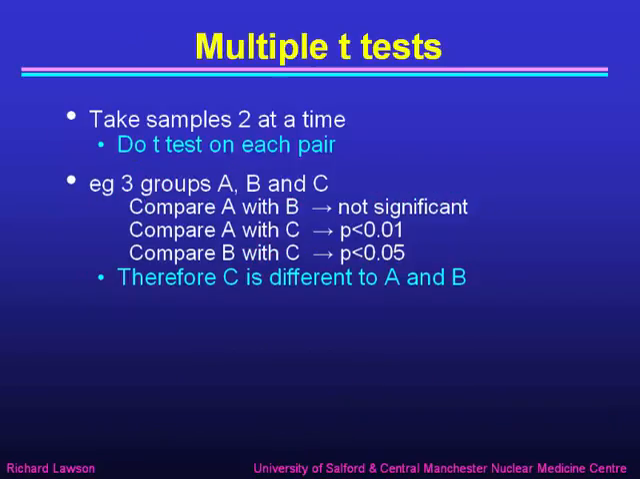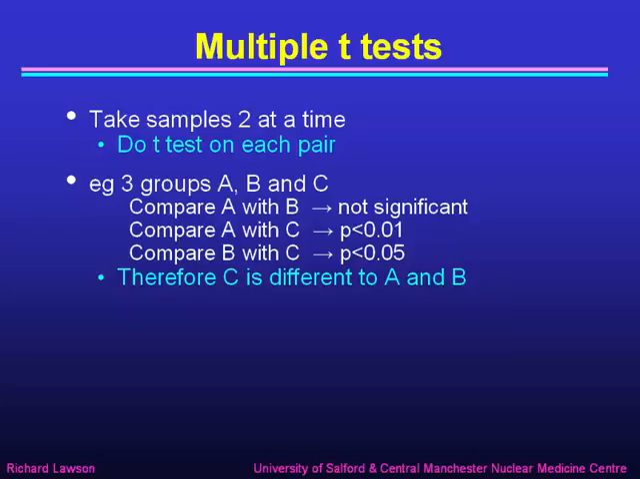Multiple t-tests means we take the samples 2 at a time and do a t-test on each pair. So for example, if we got 3 groups, let's call them A, B and C, we could start by comparing group A with group B, and we might find that the difference wasn't significant. We might then compare group A with group C, and we might find that was significant with a p of less than 0.01, and when we compare group B with group C, we might also find that significant with a p of less than 0.05.